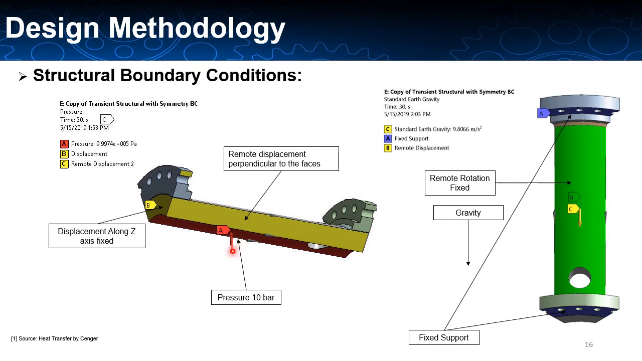Operating pressure on the inside surface, and then the displacement was fixed on that surface to provide the rigid boundary conditions. Then gravity was used along the z-axis, and these two flange surfaces were given as fixed support so that they can support the weight, and on the two side surfaces, the remote displacement perpendicular to these surfaces was fixed so that it can mimic the whole combustor or give me the symmetric boundary constraints.